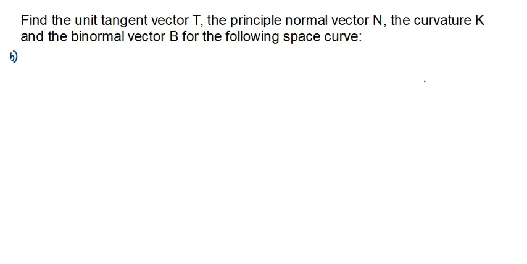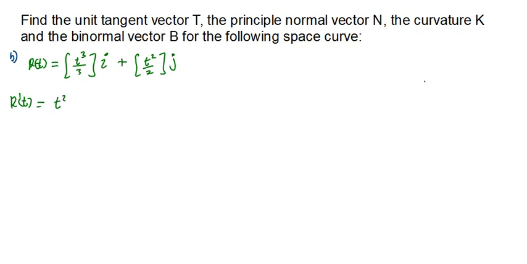We have our vector valued function r(t) equals t to the third divided by 3, that's the i unit, plus t squared divided by 2, that's j there. We don't have a k component. The key thing here is that I first have to find the first derivative. The first derivative gives you t squared in the i plus t in the j.